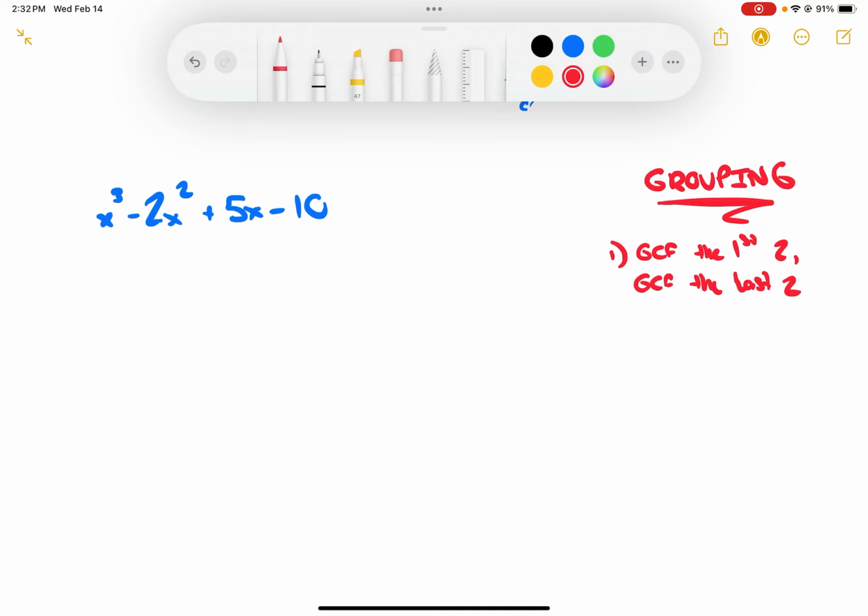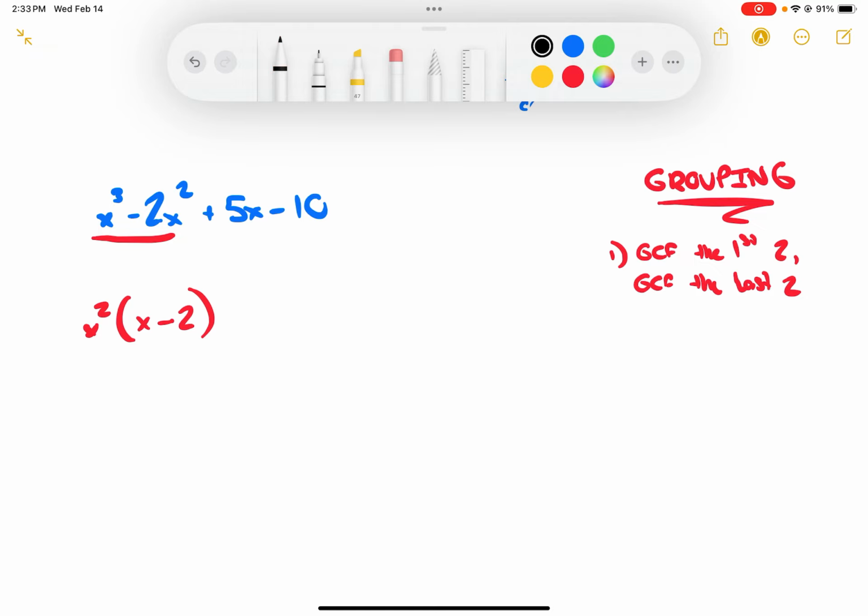Okay. First two terms, what's their greatest common factor? Well, I can't take a greatest common factor of the numbers because 1 and negative 2 don't have one. But the variables, they both share a variable. So the smallest exponent would be x squared. So I can factor out x squared. X cubed divided by x squared is just x because 3 minus 2 is 1. Negative 2x squared divided by x squared, right? These terms will cancel out, and I'm just left with that negative 2.